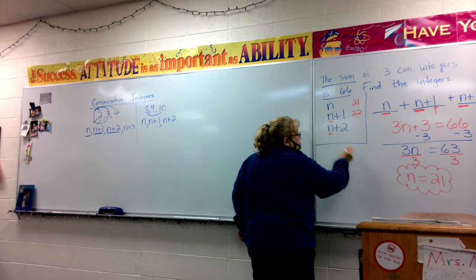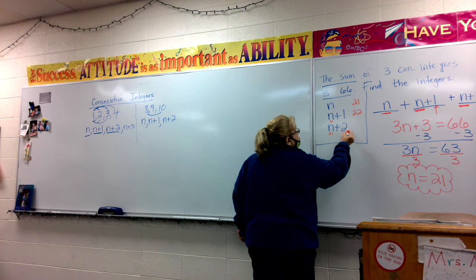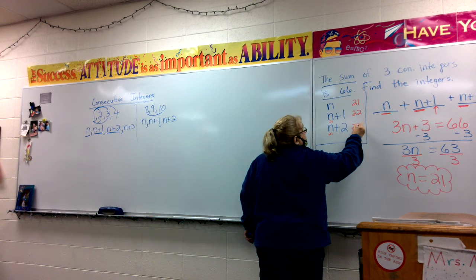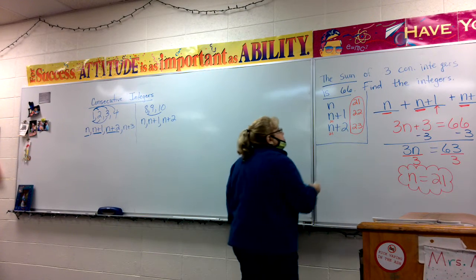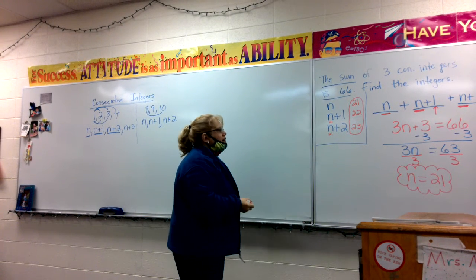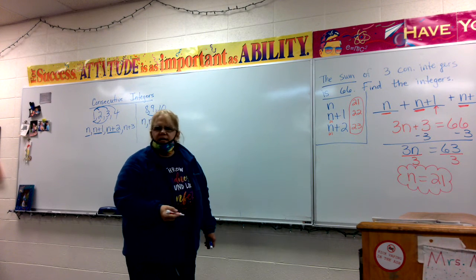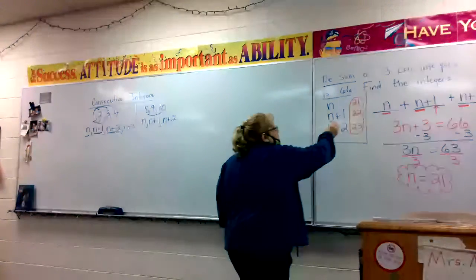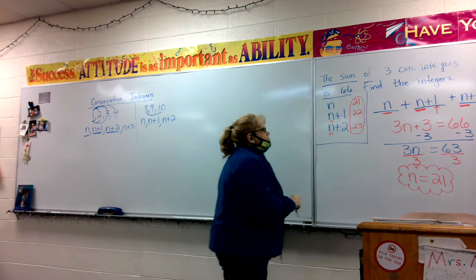N is 21. Remember, N is 21. Plug it in here. What's 21 plus 2? Now I have 3 consecutive integers. And if you add those up, what do they add up to? They add up to 66.